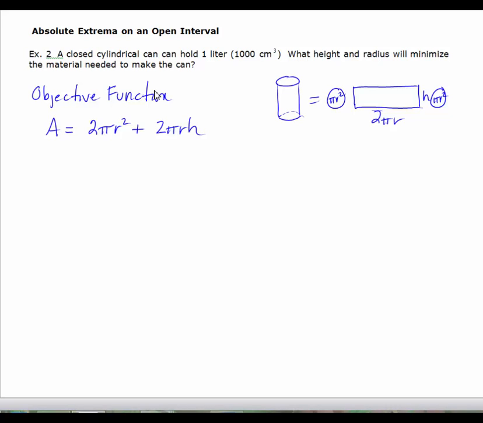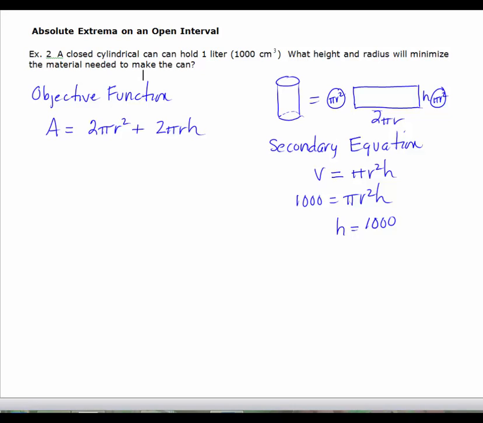Now we need a secondary equation so that we can eliminate a variable, and our secondary equation is that the volume is equal to pi r squared h, and actually pi r squared h is equal to 1,000 because we know what the volume is. I want to eliminate a variable, either r or h. If I solve for r, I'm going to have to take the square root. So to keep this problem easier, I'm going to solve for h, and I'm going to say that h is equal to 1,000 divided by pi r squared.